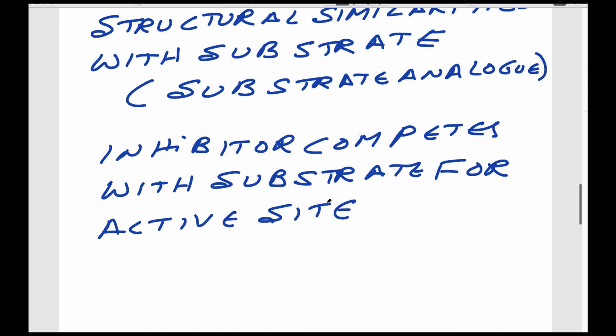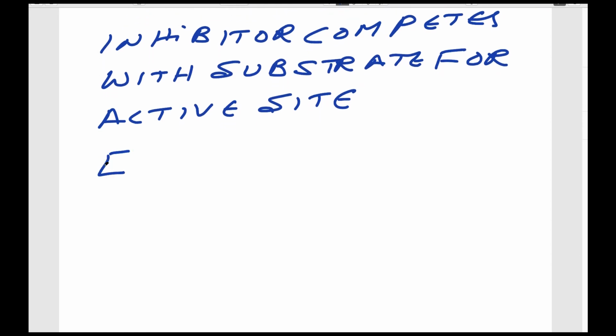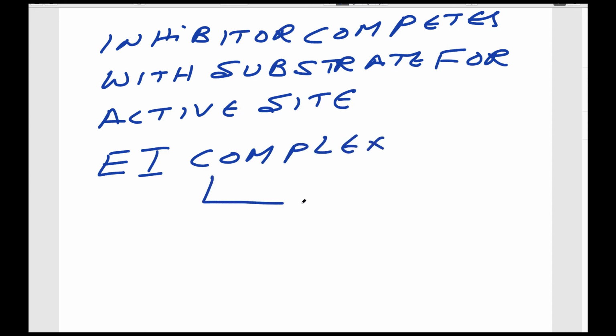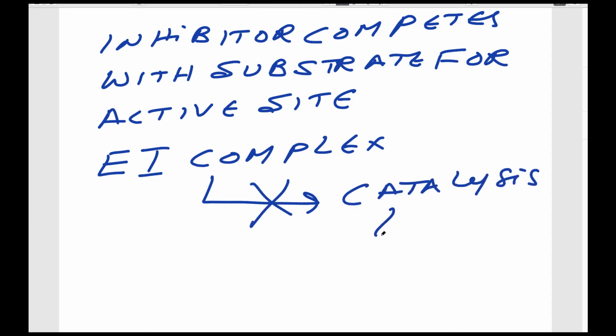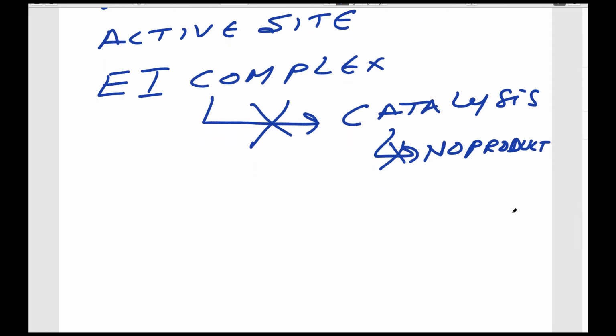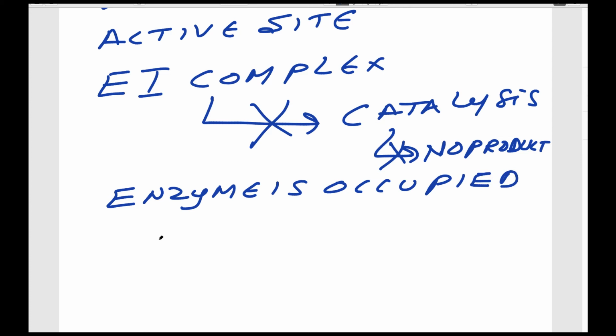So, in this case, what happens? There is a formation of the enzyme inhibitor complex, so it cannot undergo catalysis, and so there is no product. That is what happens. The enzyme is occupied with the inhibitor.